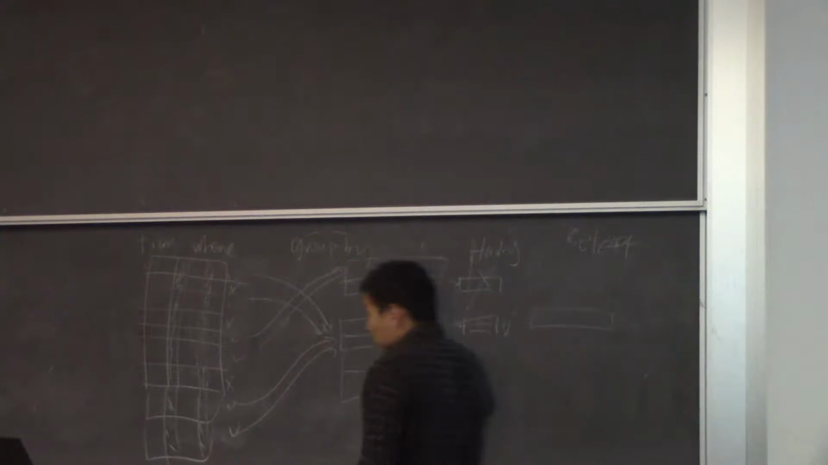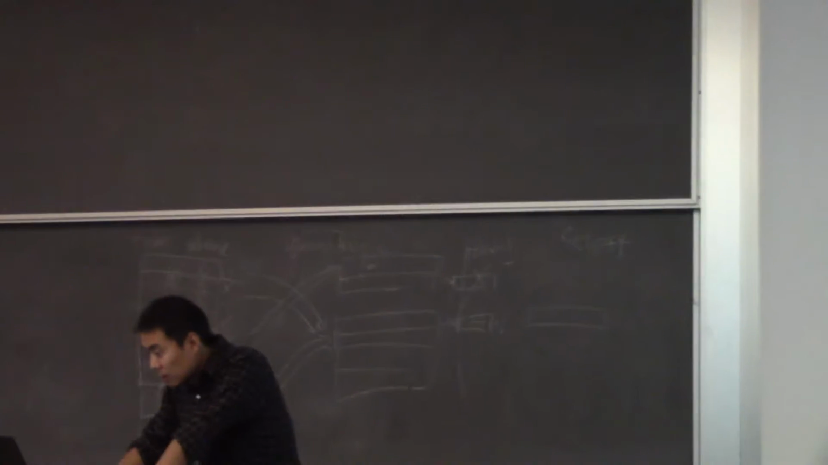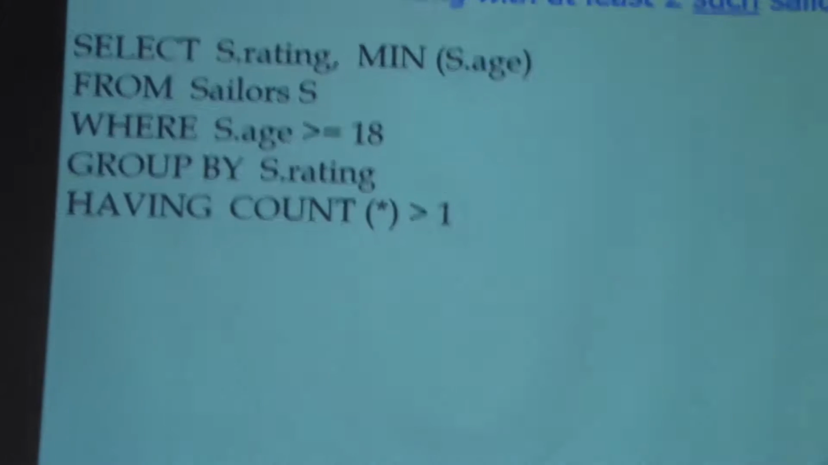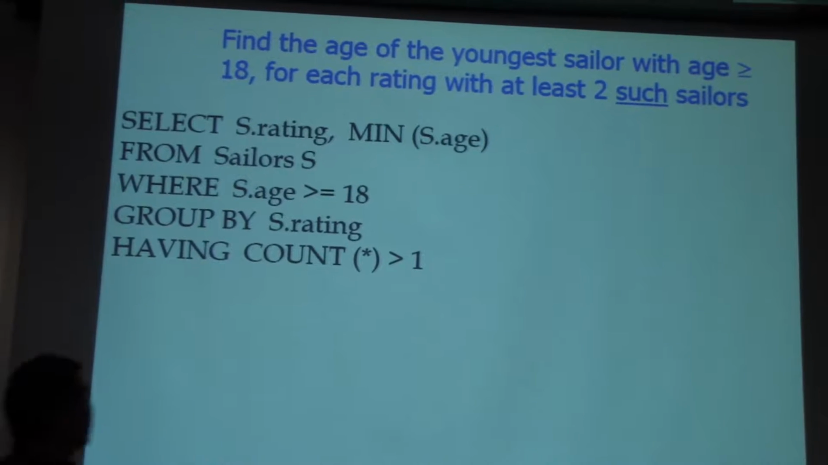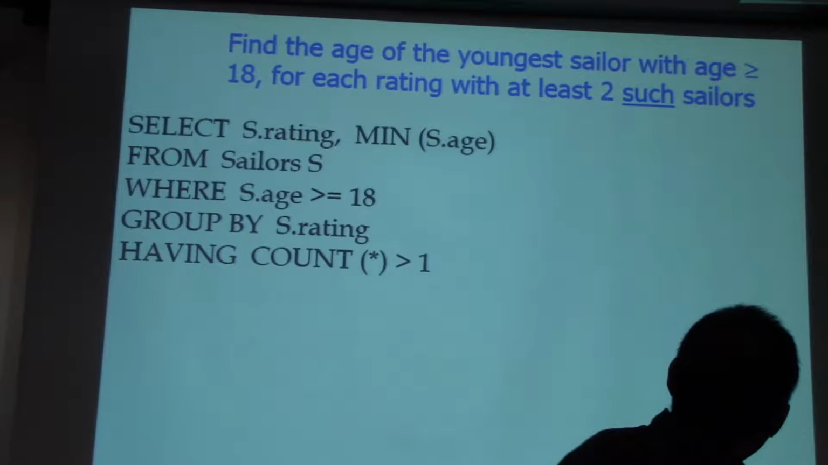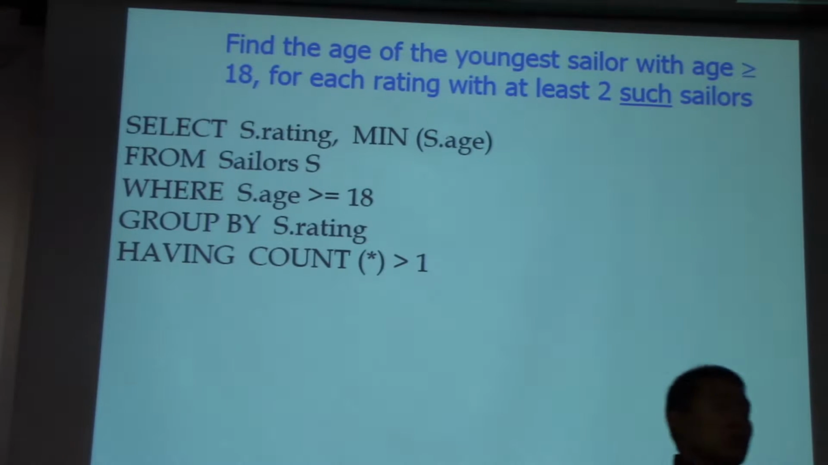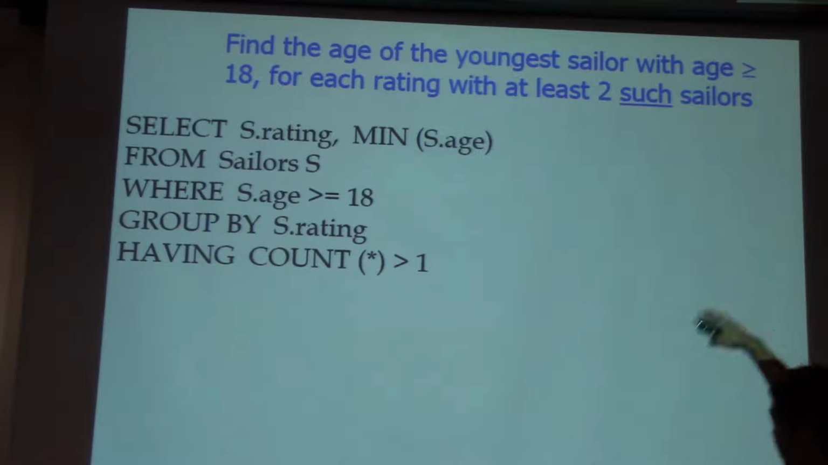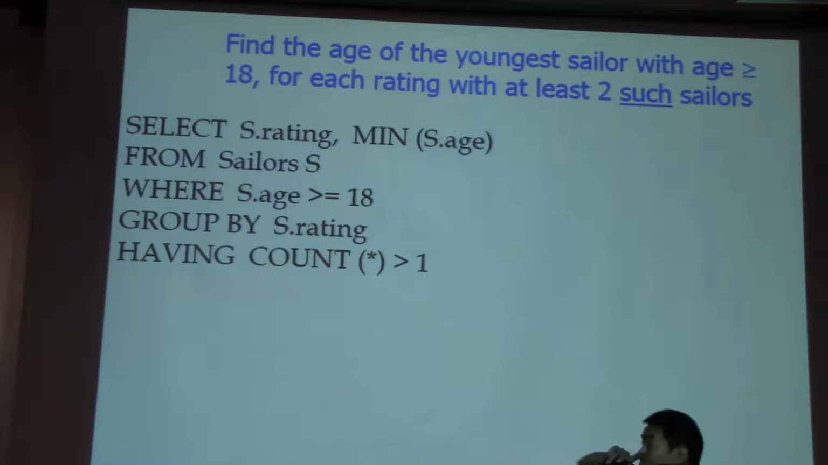Okay? Now, let's look at an example. Find the age of the youngest sailor with age at least 18 for each rating with at least 2 such sailors. So this is the same as the previous example we have seen, except that I add one more condition on the group. I only care about a group with at least 2 sailors. For a group with 1 sailor, I don't really care who is the youngest. I don't even want you to be in the output. So up to the group by it is the same as before, but now you do having count greater than 1.